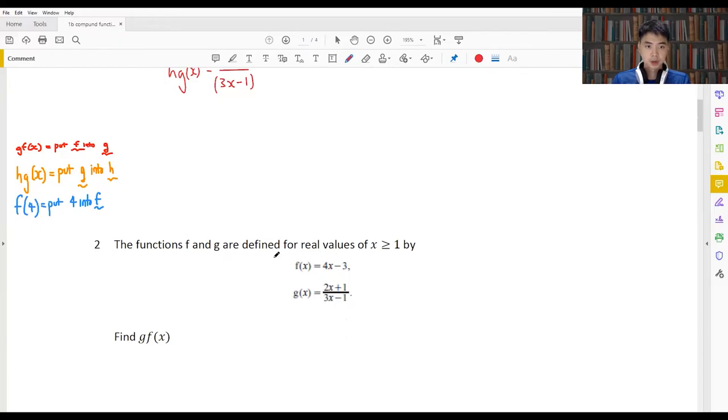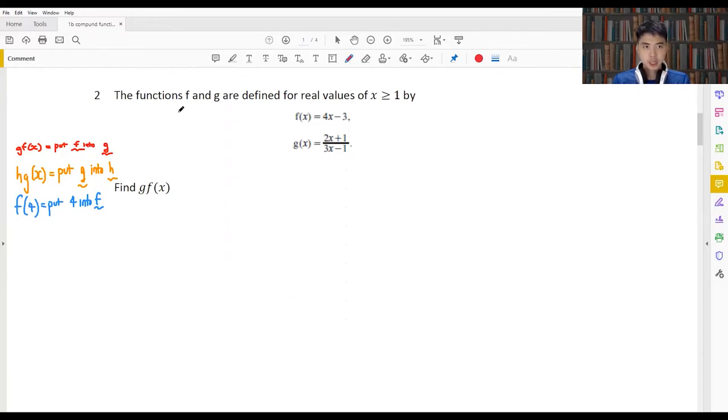Now, next, looking at another example here, the functions f and g are defined for real values of x more than 1. This is the f(x) function. This is the g(x) function. Find g(f(x)). In this case, f is the one that came later, so we're putting f into g. For this kind of question, maybe I can write f's function down first. This is multiplied by 2 plus 1 over 3 multiplied by 4x minus 3, minus 1. We're basically substituting the x values of g with f(x).